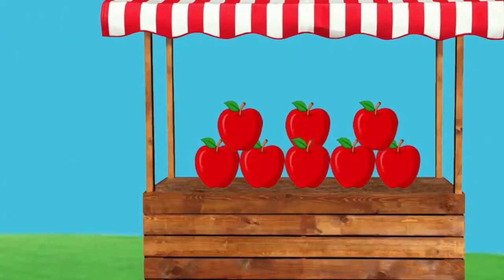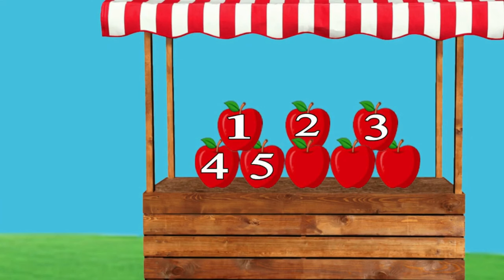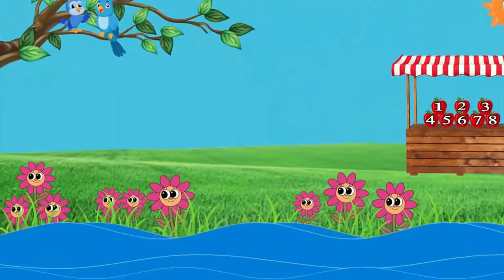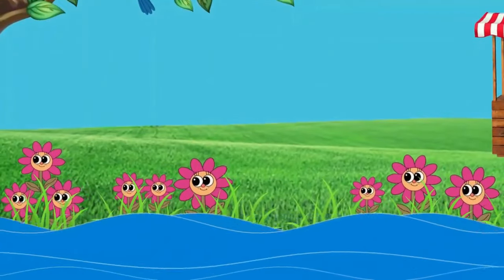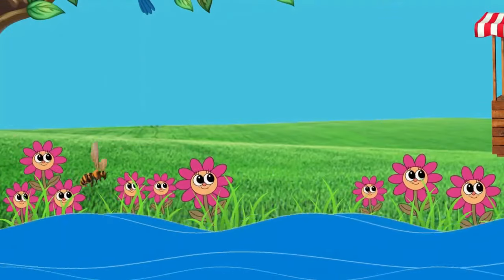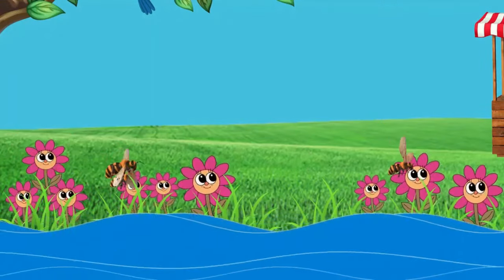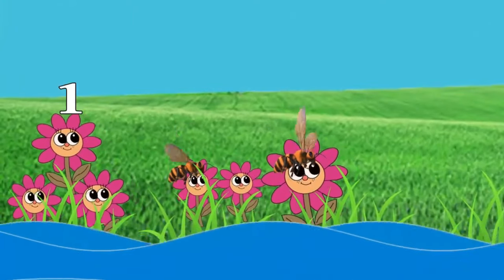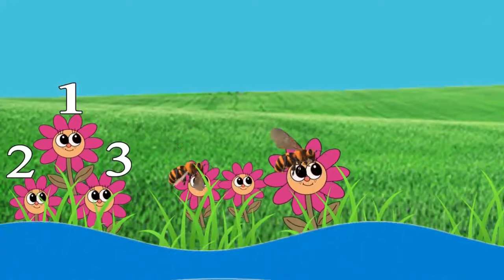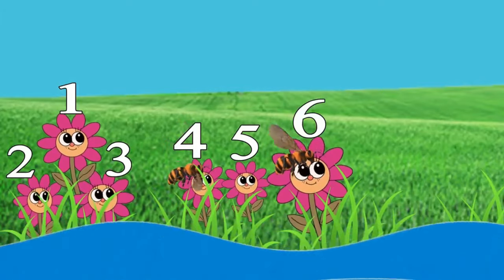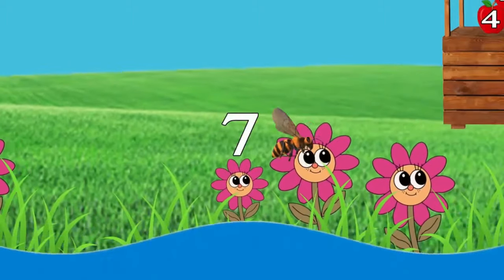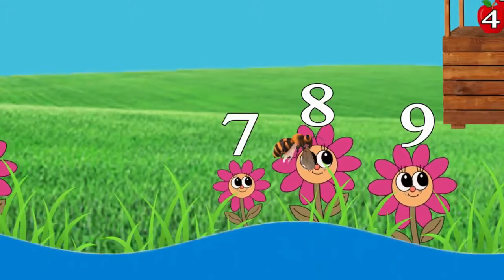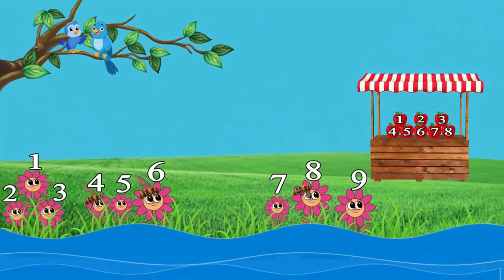Look, some apples are over there. 1, 2, 3, 4, 5, 6, 7, 8. Some flowers are dancing. They are so beautiful. Some bees are also buzzing. 1, 2, 3, 4, 5, 6, 7, 8, 9. 9 flowers, some big and some small.